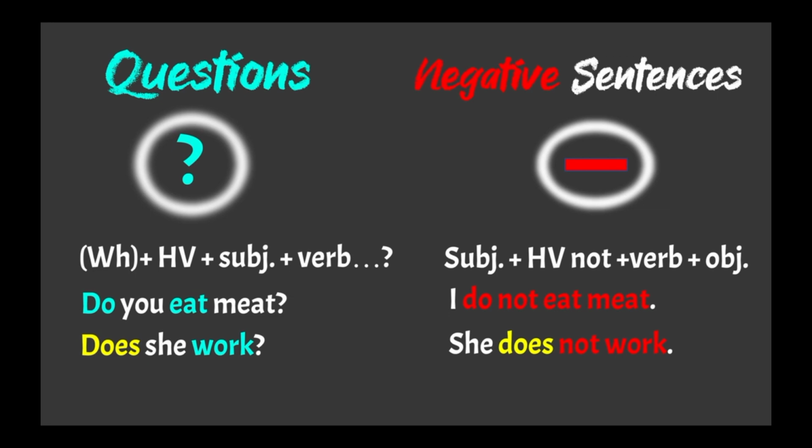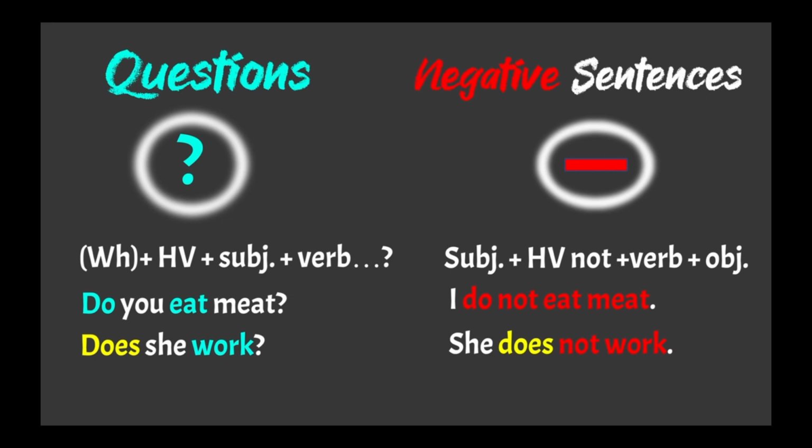For example, do you eat meat? For the third person singular, it would be does she work? So does she work, not do she work, okay? Does she work?